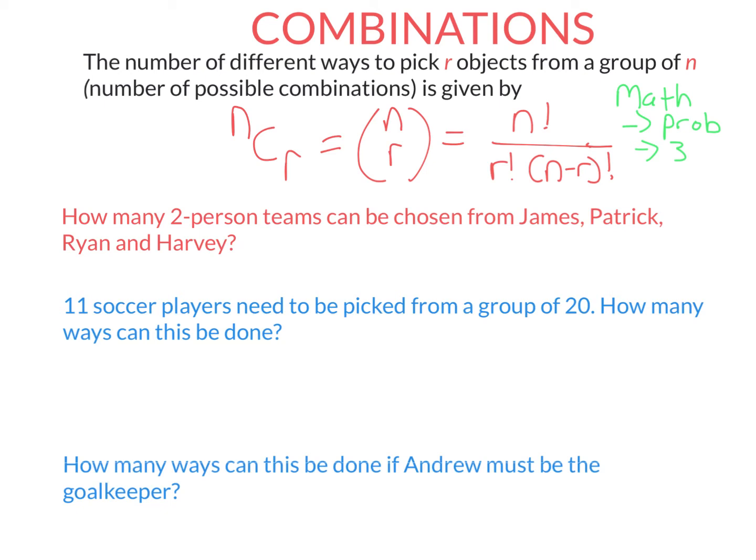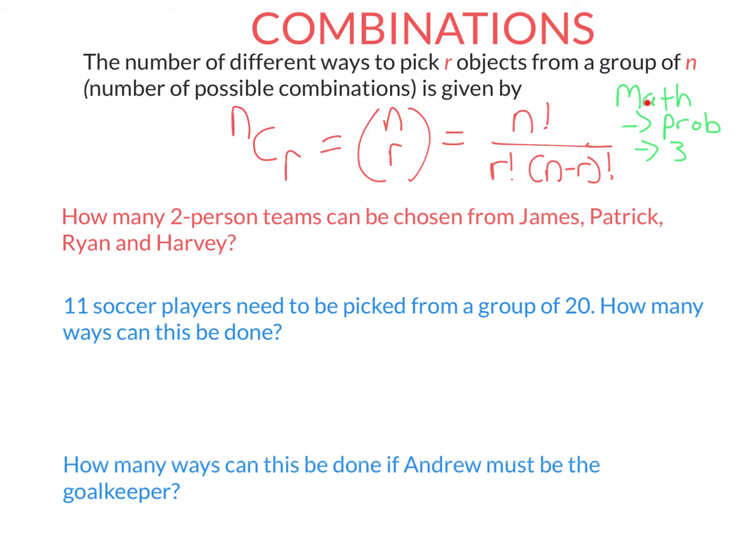Thank you so much for tuning into this video in which we will review combinations. The number of ways to pick R objects from a group of N, the number of possible combinations you can have, is given by this formula here. We call the number of combinations NCR, but it's often written this way, N and R. This is the actual formula for calculating the number of combinations, but your calculator can do it for you.